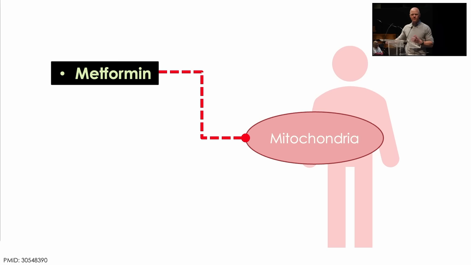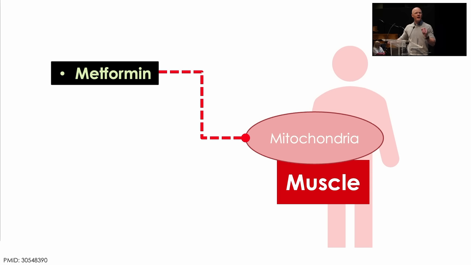Especially, one of its primary sites of action is the muscle. But that's a problem. The muscle has a high metabolic demand. And if we begin damaging the mitochondria, damaging may be a strong word, if we begin slowing down the function or compromising the function of the mitochondria, there are consequences.